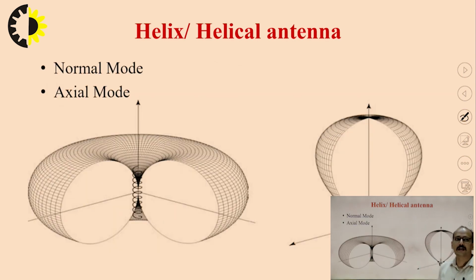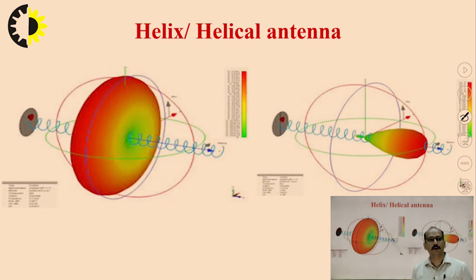This helical antenna can work in two modes. One is normal mode and the second one is axial mode. When the helical antenna works in normal mode, it will work like a dipole antenna. But when it works in axial mode, it will give this type of highly directional radiation pattern. So this is what the helical antenna is all about. This is a 3D diagram of the helical antenna in the normal mode and the axial mode. You can see this.